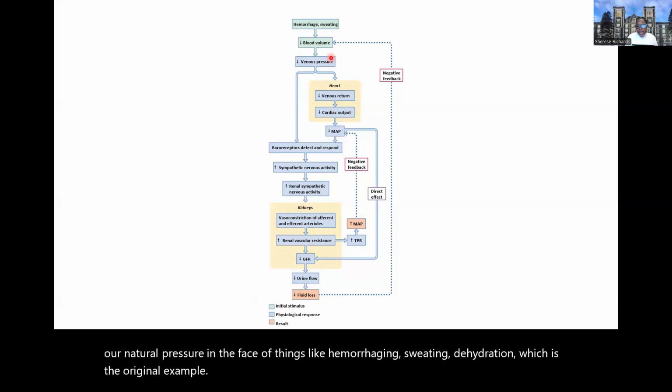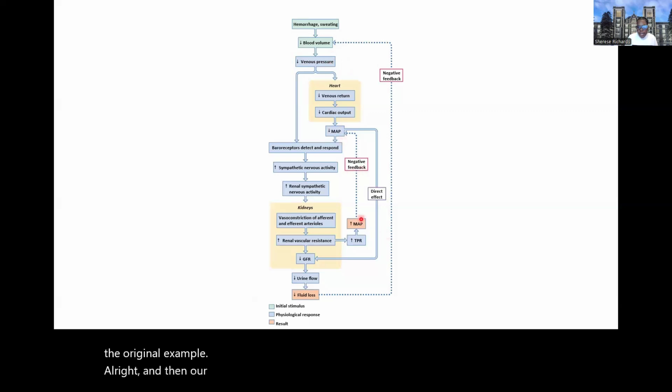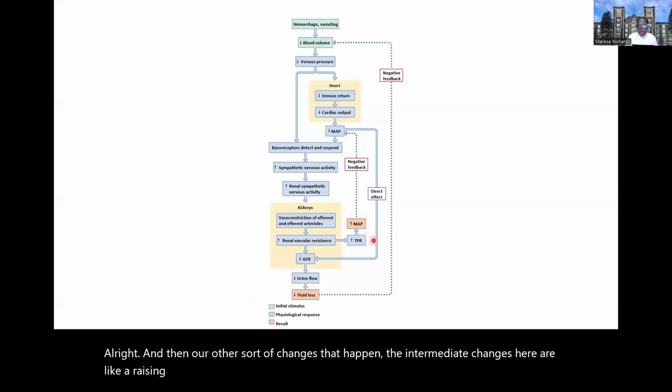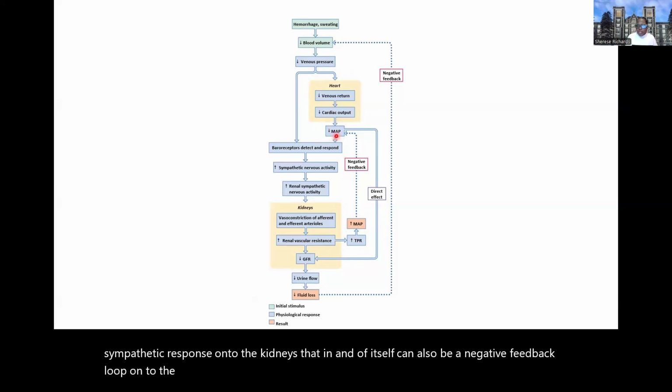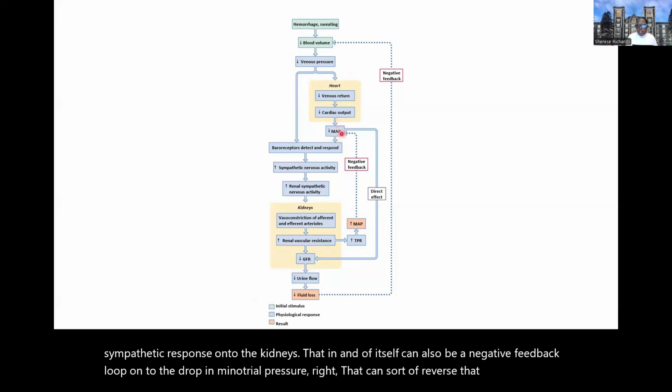All right. And then our other sort of changes that happen, the intermediate changes here, like a raise in mean arterial pressure, a raise in total peripheral resistance because of the sympathetic response onto the kidneys, that in and of itself can also be a negative feedback loop onto the drop in mean arterial pressure, right? That can sort of reverse that initial mean arterial pressure decrease.